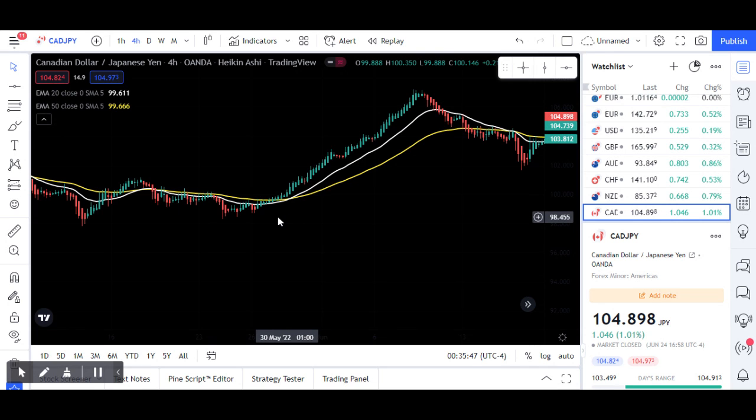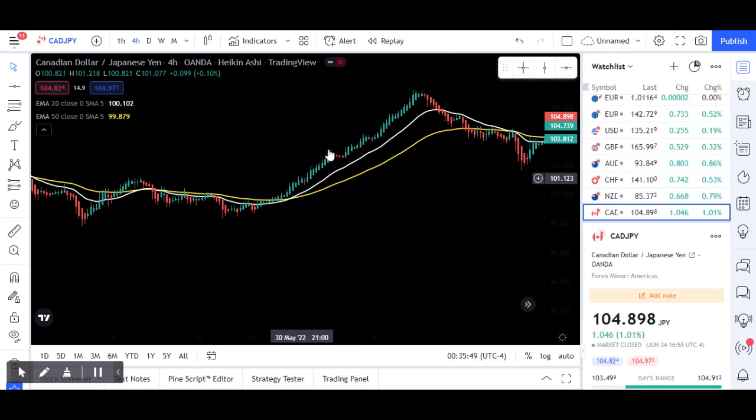So what you're doing here is you're looking for pullbacks either to the 20 or to the 50 EMA, but it cannot go past the 50 EMA. If the price goes past the 50, then the trade is void. So for instance, like here it goes past the 20, and then here it goes past the 50. If it goes past the 50, the trade is void.